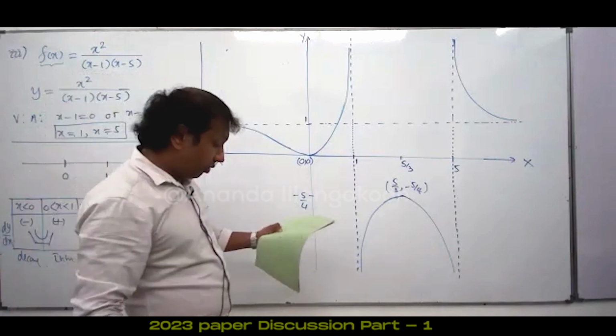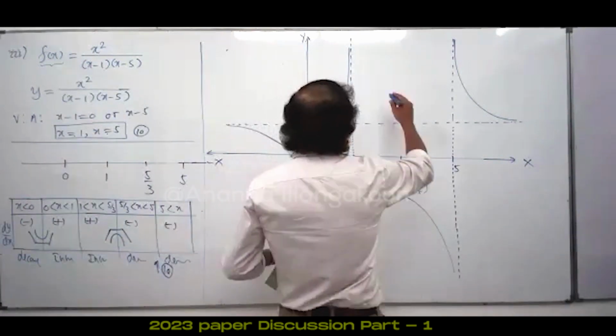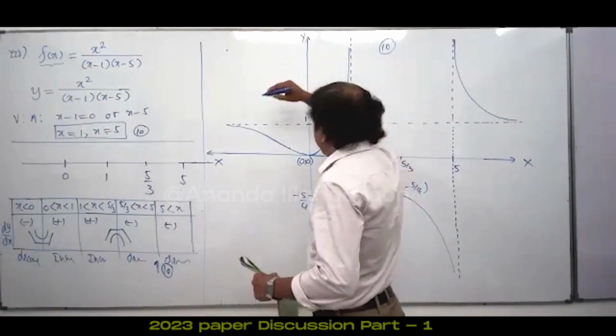For the graph people, 10 marks given now. 10 marks. Right.